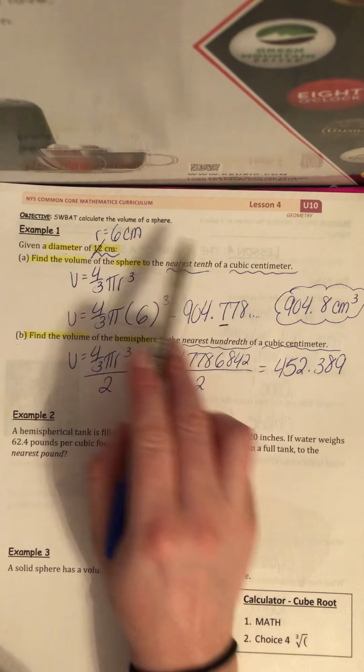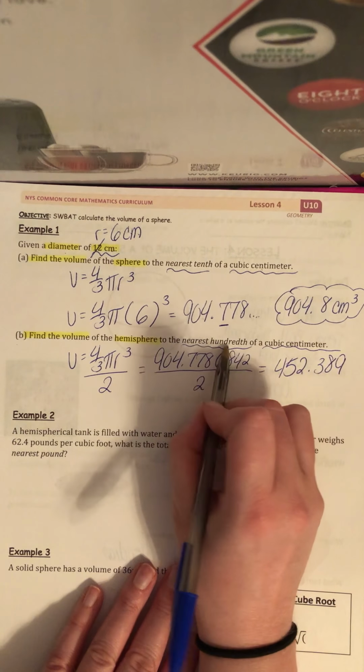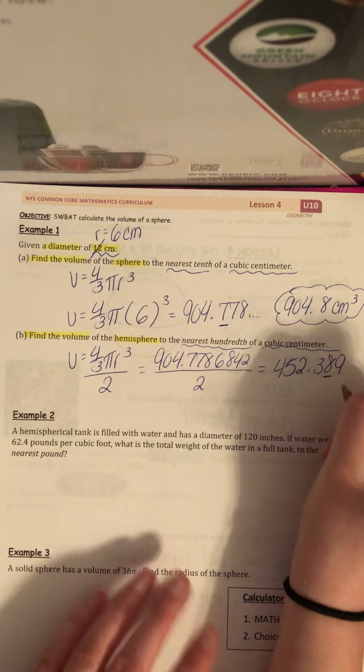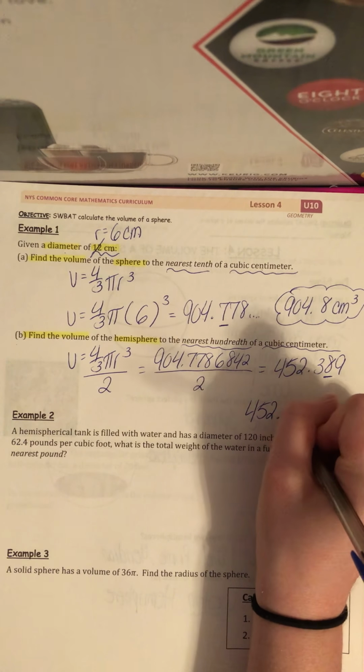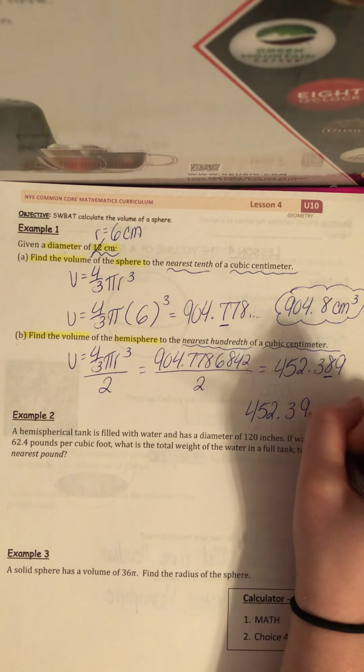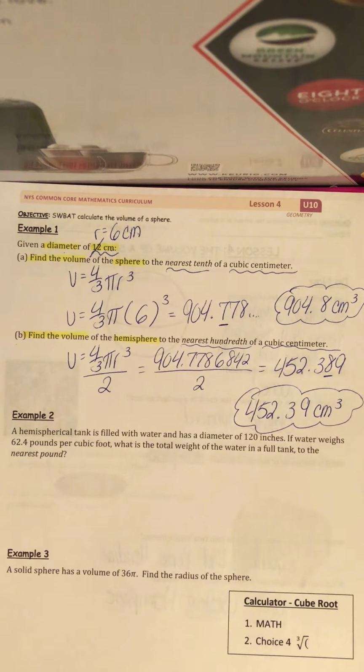So because all my answers are in centimeters, I don't have to change anything. I'm good to go. There's 2 zeros in 100, so I'm going to stop at the 8. So my final will be 452.39 centimeters cubed. Boom. Number 1 is done.